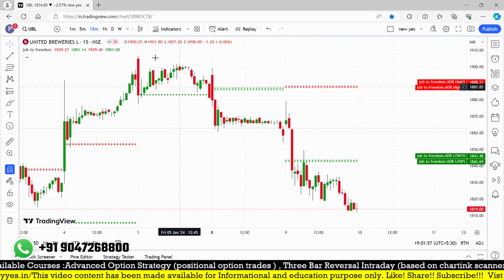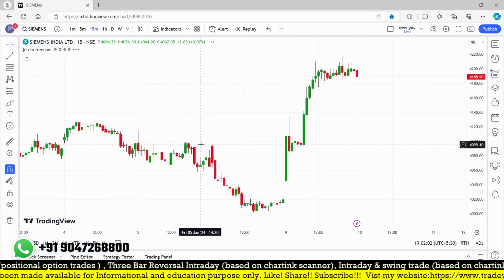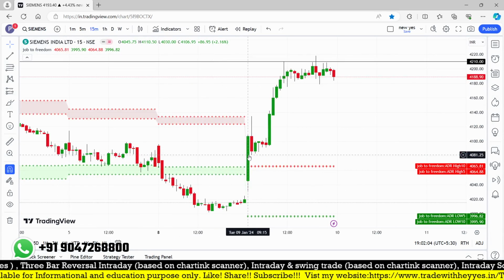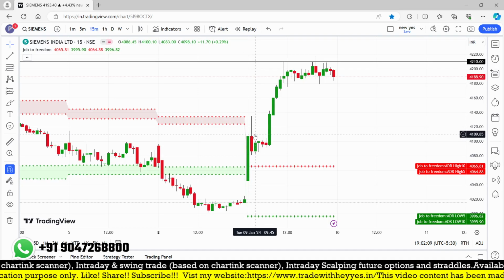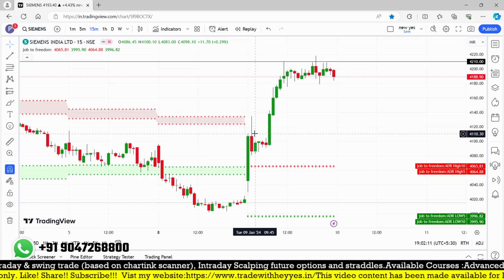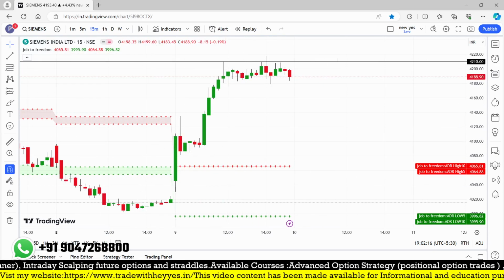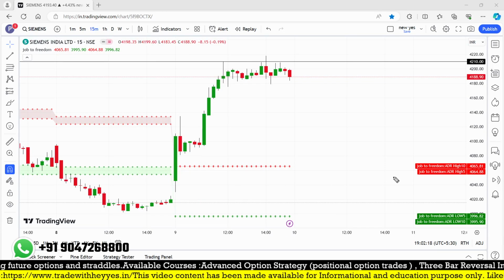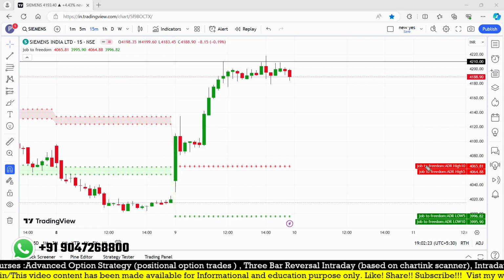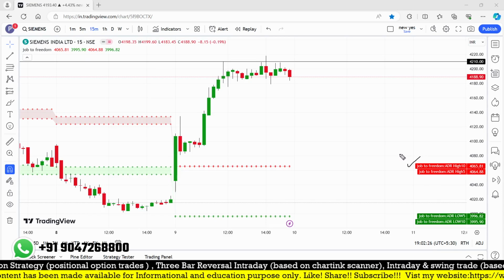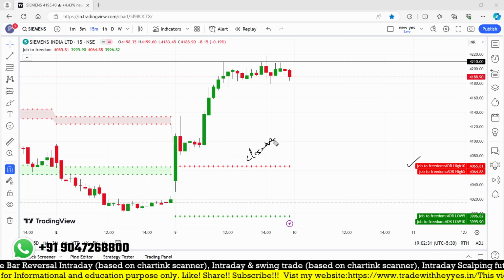So before taking a trade with the ADR indicator, for example Siemens today, I was looking at Siemens. In the first 15 minutes candle on the chart, around 4,110 is the first candle high. What we are looking at is the candle closing near this ADR high, whatever the highest level, either ADR 10 or ADR 5. Here in this case ADR 10 is the highest level where the stock closes near that ADR level.